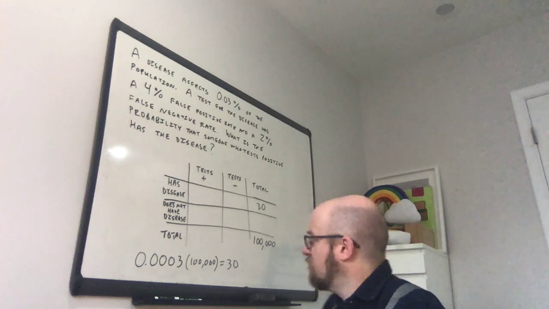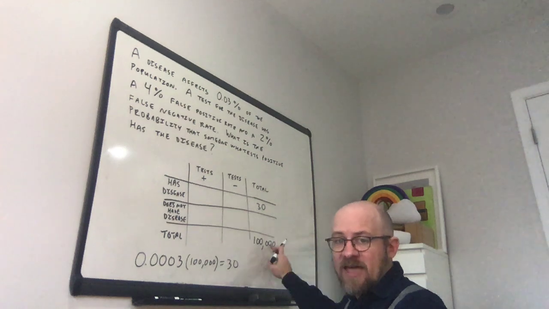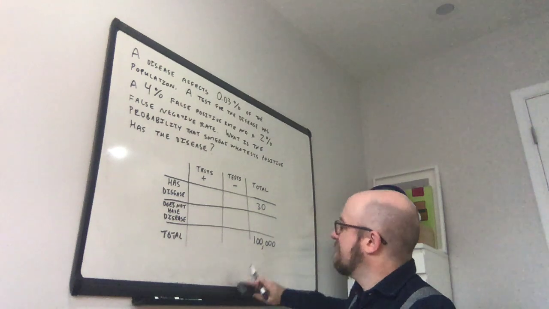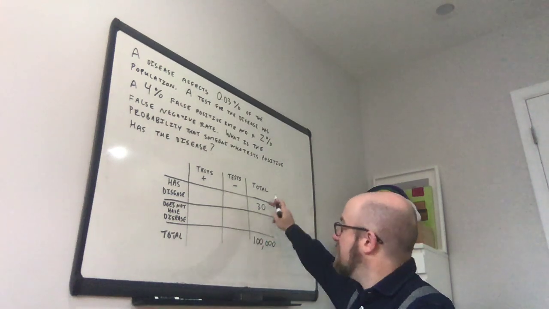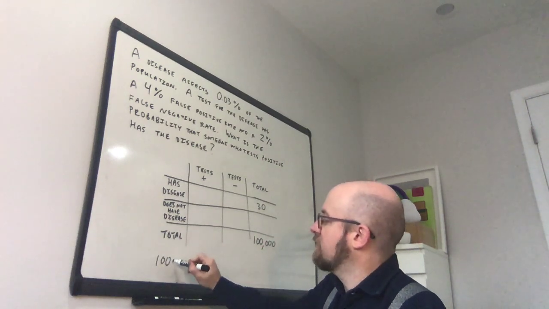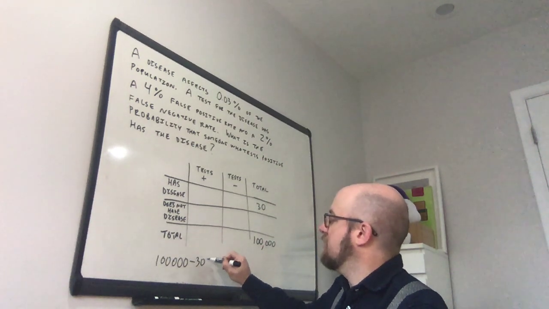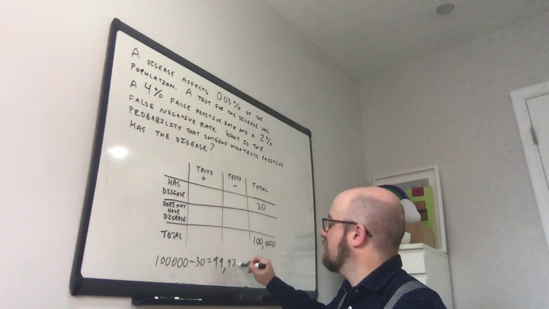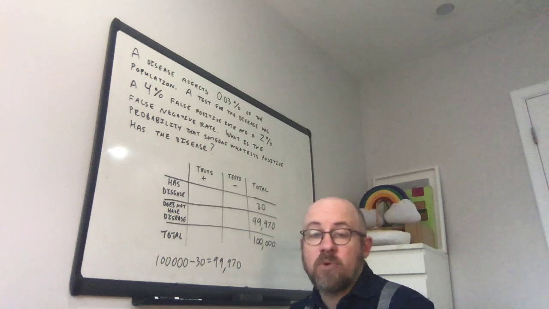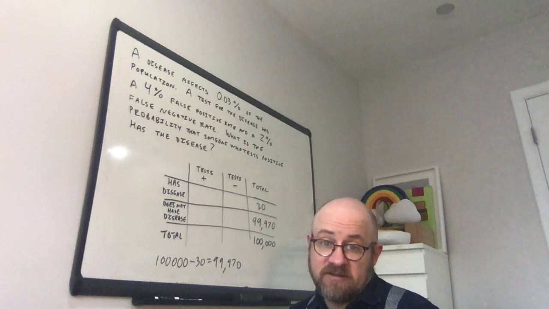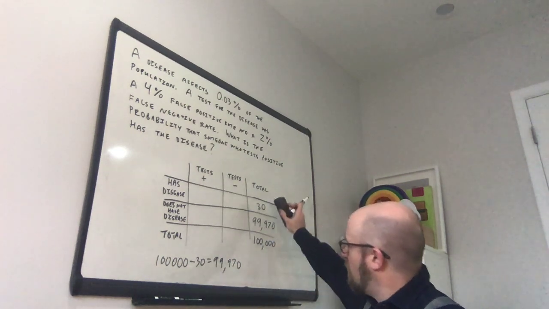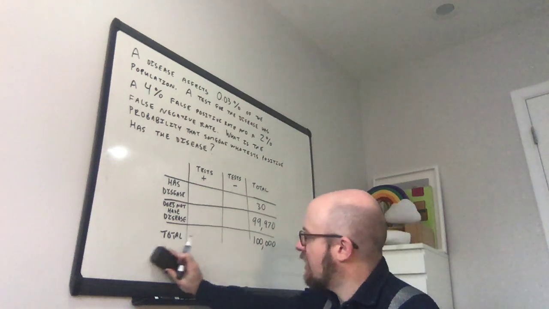So if 30 people have the disease, and there are 100,000 total, if we want to figure out how many people don't have the disease, that's pretty easy, because this number and this number have to add up to 100,000. So 100,000 minus 30, 99,970, is the number who don't have the disease total. So that's the first step to the problem, filling out this last column of the total people.